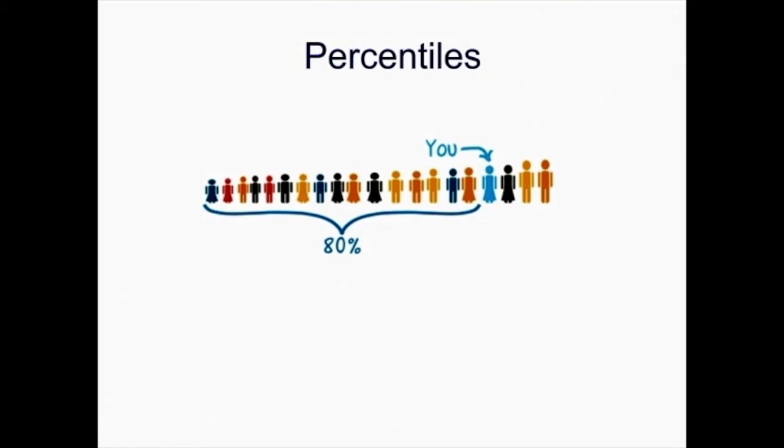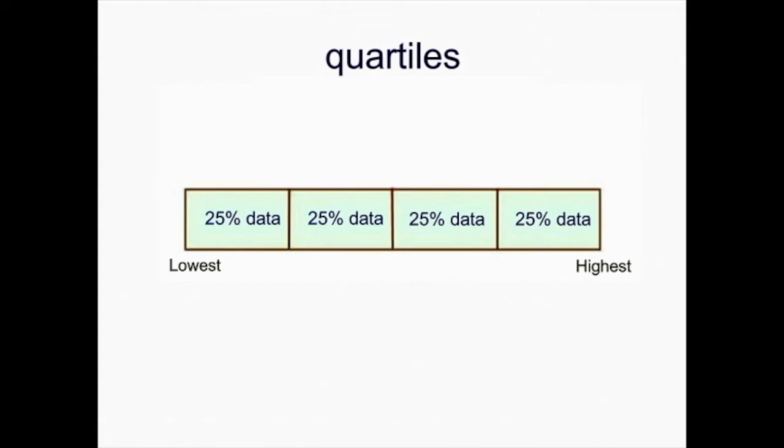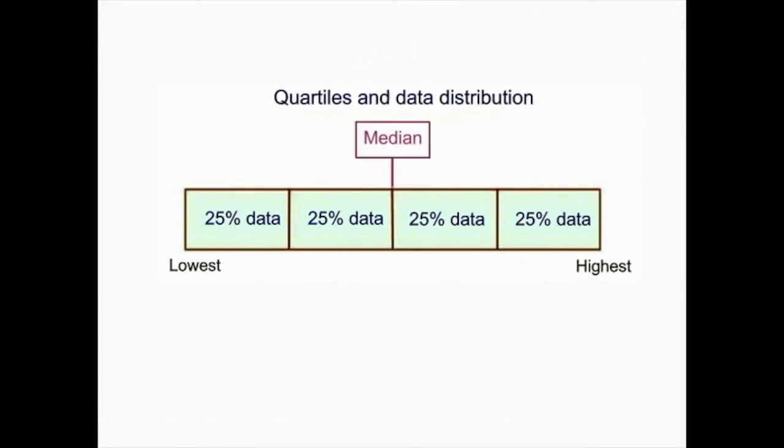If you've ever taken a standardized test, you probably know what a percentile is. If you scored in the 80th percentile, it means that your score was higher than 80% of those taking the test, and that only 20% scored higher than you. Percentiles break a distribution into hundredths. Quartiles, on the other hand, divide an ordered distribution into 4 equal segments.